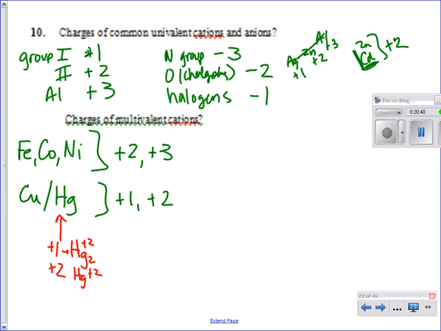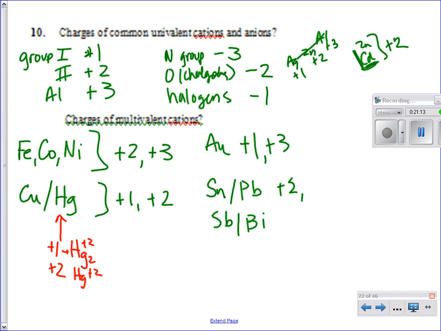All right, how about gold? Au, this is gold. Yes. +1, +3. What about, I want you to look at these two groups. There's tin and lead, and then next to it, antimony and bismuth. So I look at them, boom, boom, boom, left to right. Tin and lead, anybody? +2, +4, then this is +3, +5. Larson is way too excited about his memory.